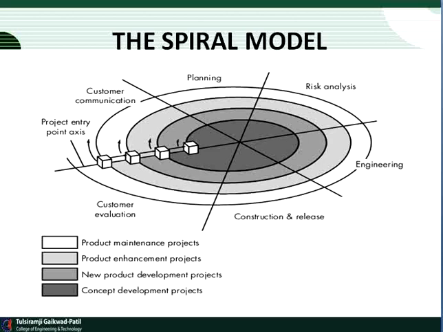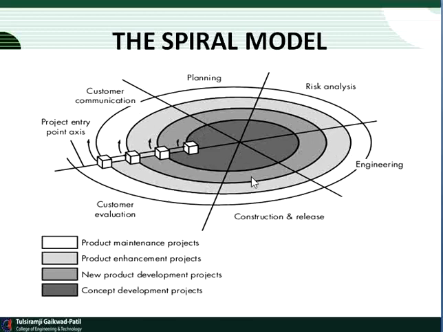So today we are going to discuss the spiral model of software engineering. The spiral model is one of the most important software development life cycle models, which provides support for risk handling. This is the graphical representation of the spiral model.